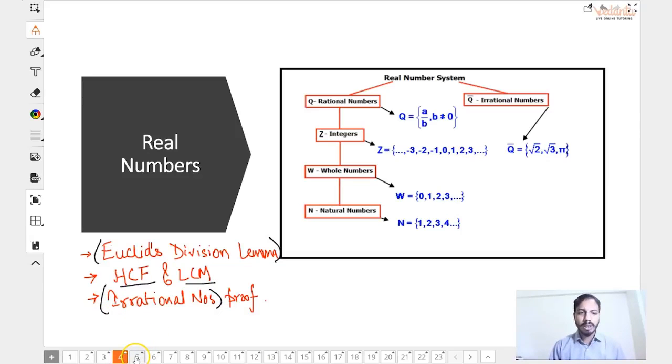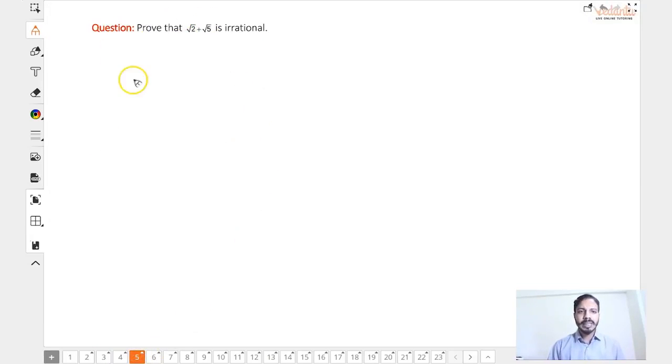So what I'm going to do is, first of all, take a question which says something like this: you have, say, root 2 plus root 5. Now you need to prove that this is an irrational number. Whenever we have these types of questions, we prove them with the help of contradiction. Now what is contradiction? Let us understand. Let us say that root 2 plus root 5 is rational, right? And what is rational? Rational means something which can be expressed as a ratio.